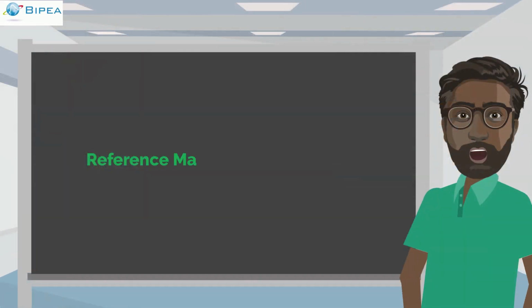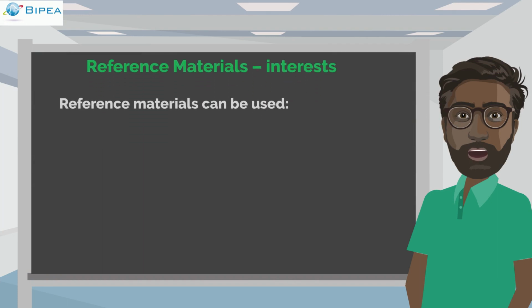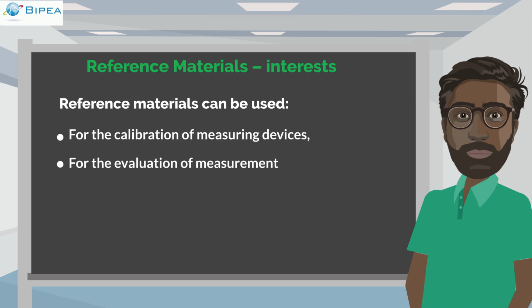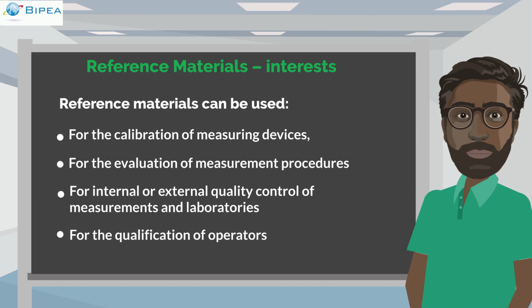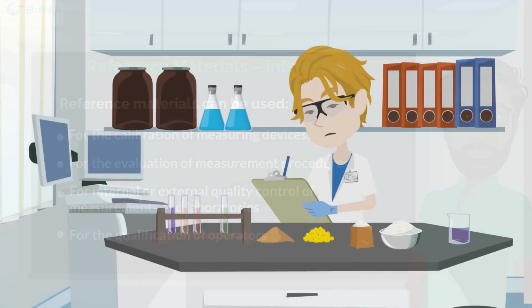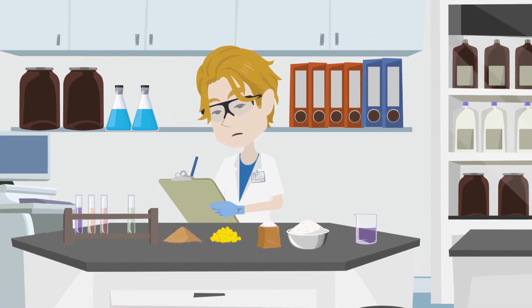Why are reference materials interesting for testing laboratories? Reference materials can be used for the calibration of measuring devices, for the evaluation of measurement procedures, for internal or external quality control of measurements and laboratories, for the qualification of operators. As mentioned earlier, BPEA offers external reference materials to its members.